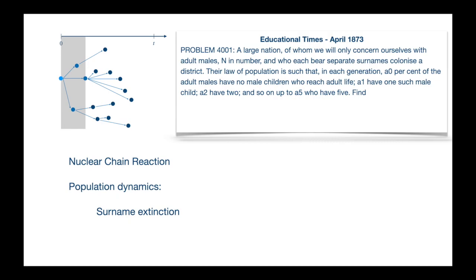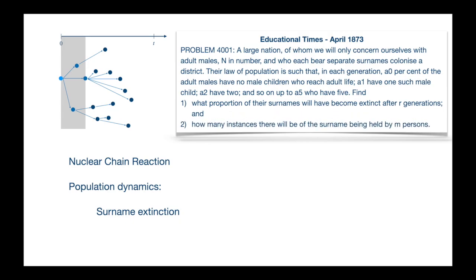In each generation, the probability that a man will have no male children is A0, probability of one child is A1, and so on. And the question then is to determine the probability of extinction after R generations, R being a generic number, and the size distribution of the surviving surnames. The problem was solved, but a key mistake in algebra meant the wrong solution was accepted for a very long time. Life can be tough.